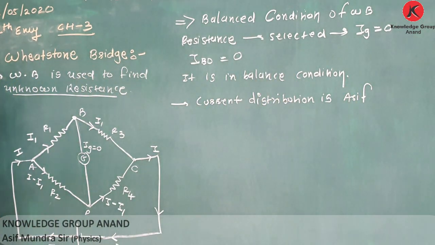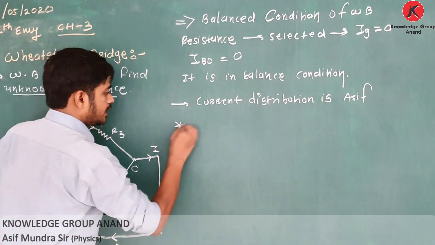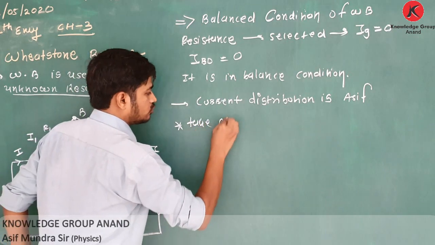Now to find the relation between these four resistors, we will consider some loops. First, take a closed loop.